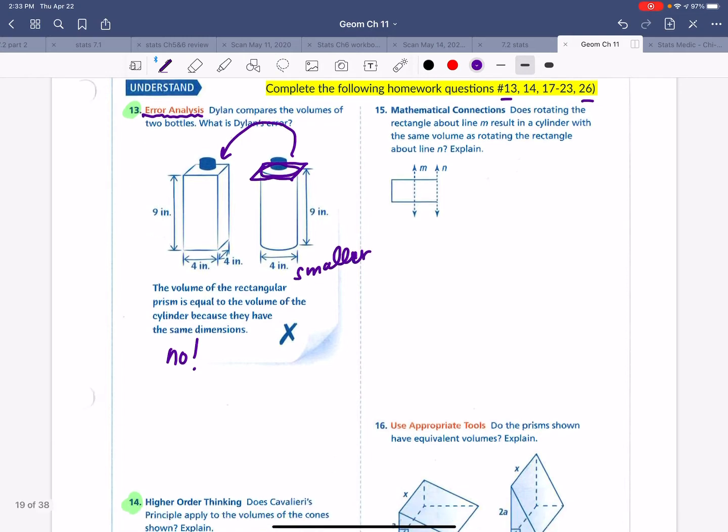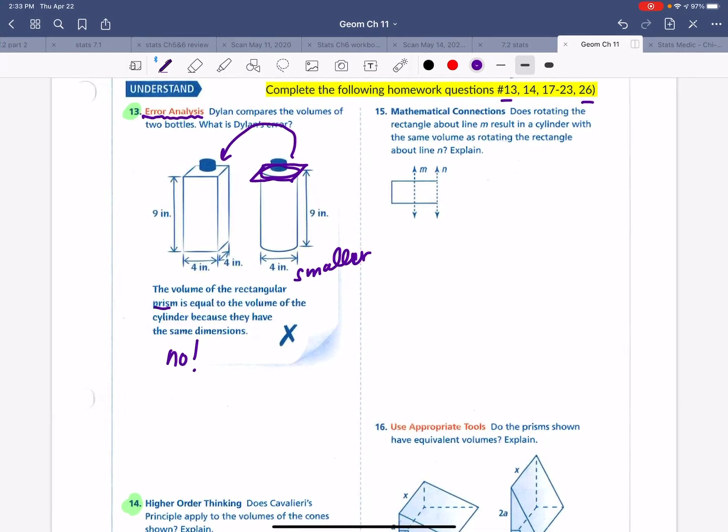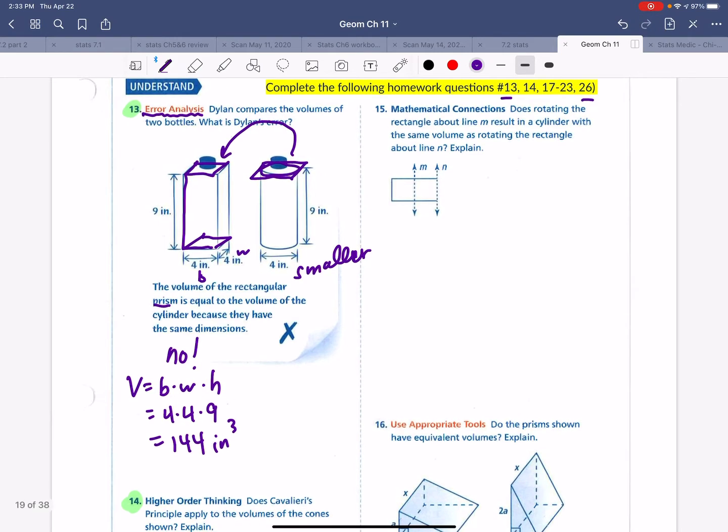But let's do our calculations. The volume of a rectangular prism is equal to the volume of a cylinder because they have the same dimensions. No. Okay, so let's try this out. The volume of anything in the universe is the area of the base. So the base and the lid match. So that would be base times width. It's a rectangle, right? And however high you stack that. So the volume of the first item is 4 times 4 times 9, or 144 inches cubed. Now that's our prism.